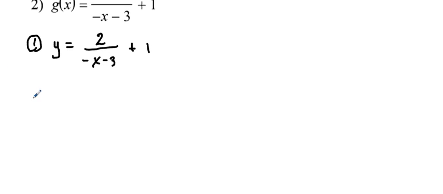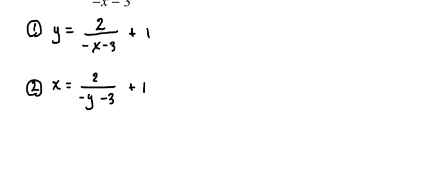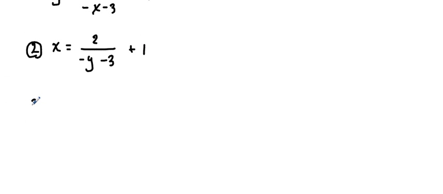Our second step is the same. We are going to switch the variables x and y. So I'm going to write x equals 2 over negative y minus 3, plus 1. Now our third step, remember, is to get the variable y by itself. This is going to be slightly more involved because of the location of the variable y, and we'll talk about that in just a minute.